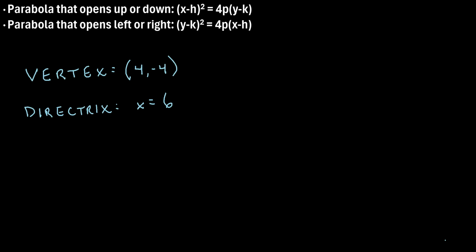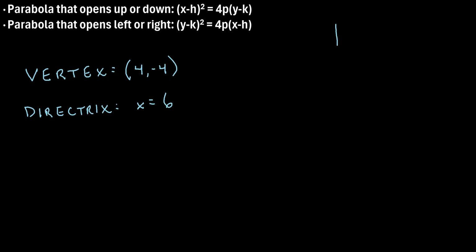In this video, we'll talk about how to find the equation of a parabola given the vertex and the directrix. So let's work through a couple examples. Let's say we're told that the vertex of some parabola is located at (4, -4), and that the directrix is located at the line x is equal to 6. How can we find the equation of this parabola using this information?